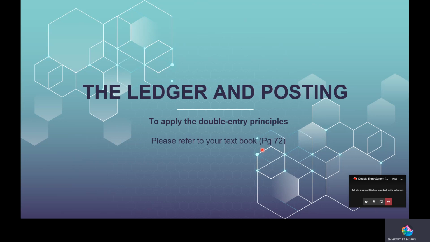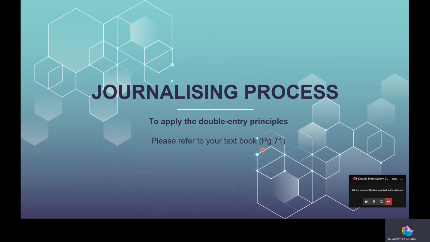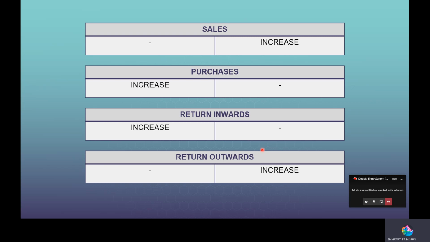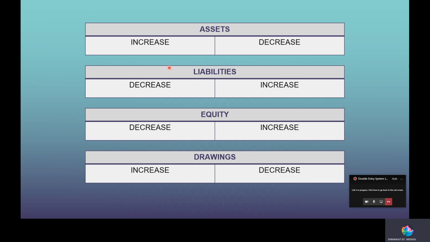And then for the ledger and posting, we are applying the double entry principles also, and the explanation is in your book at page 72. Okay, so this is the brief idea about the double entry system. The most important part of our double entry system is actually here: the rules of double entry system.